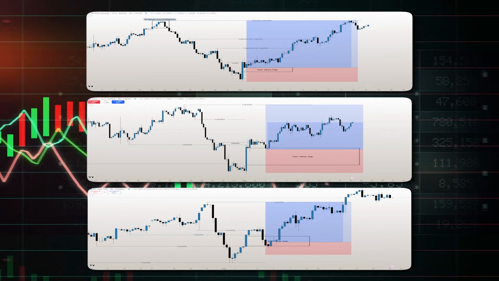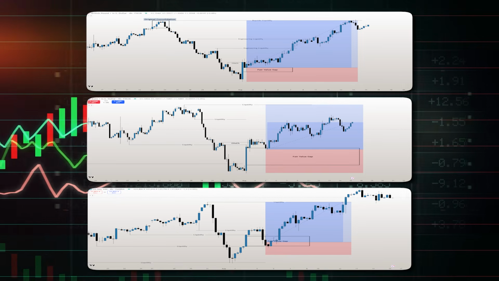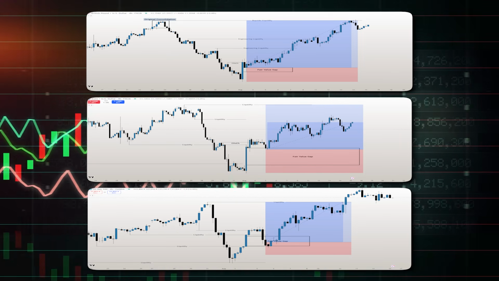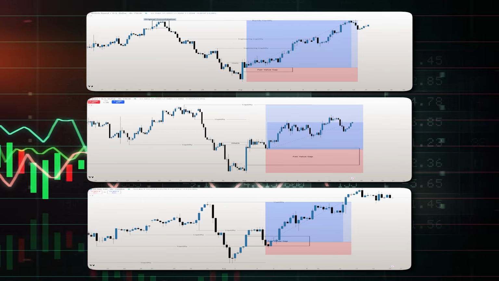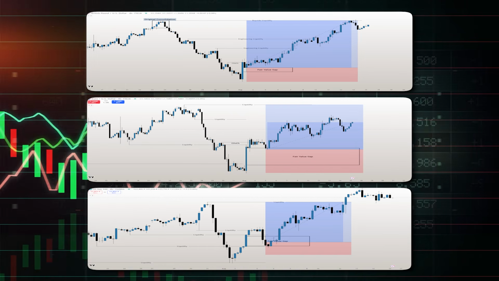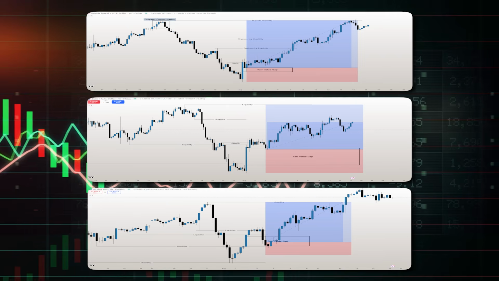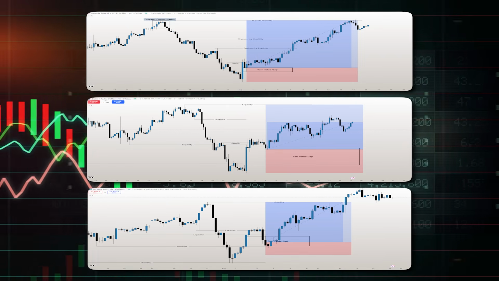Today, I showed you how this model worked on NASDAQ, EURUSD, and GBPUSD. 3 different charts. The same logic. I hope you now have a better understanding of why the market withdraws liquidity more than once, why the reversal does not always happen immediately, and why it is important not to rush into the entry.